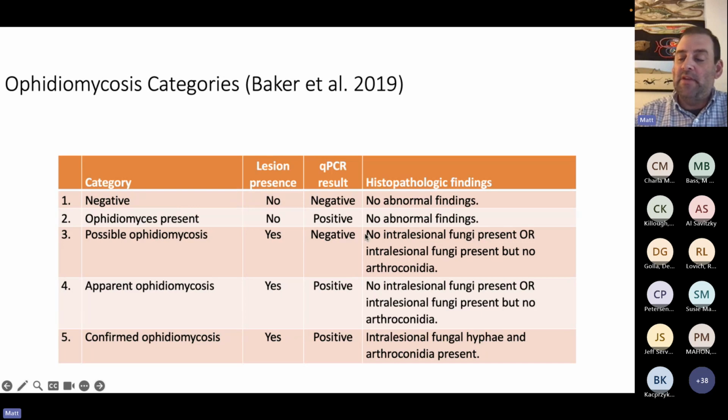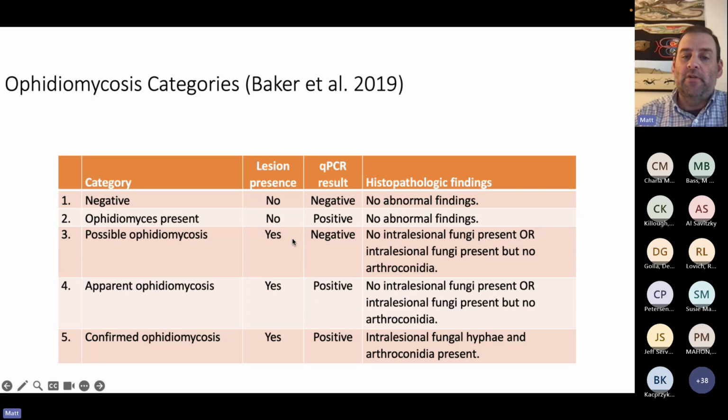Ophidiomyces present is animals that have a positive qPCR, but no lesions on physical exam. And many of you that participated in this study saw that Ophidiomyces present category where you failed to find any clinical signs, but those animals had the DNA present. Possible ophidiomycosis happened less frequently in phase 3, or the second major part of our project, versus the first one. This is in large part because everybody got a little bit better and we got better at explaining what these clinical signs were.